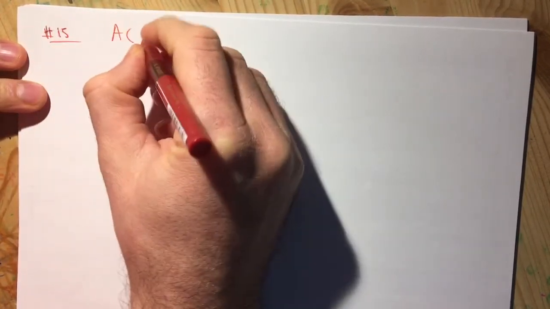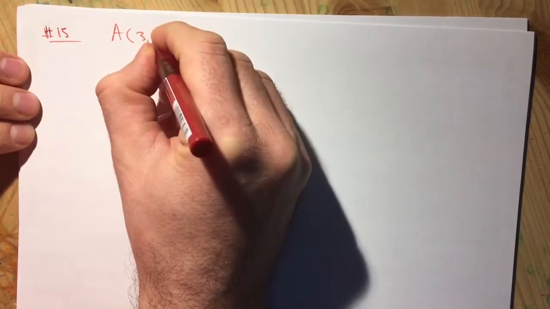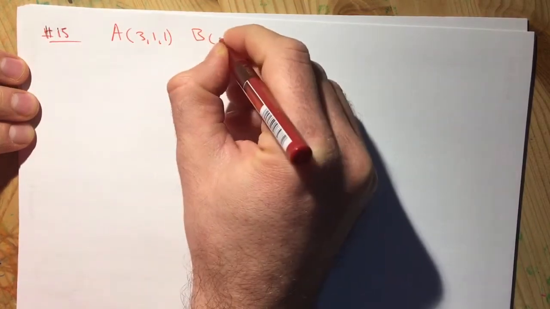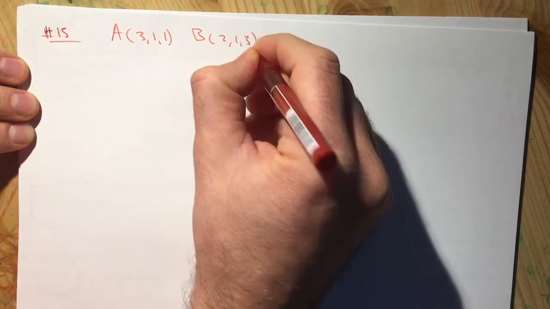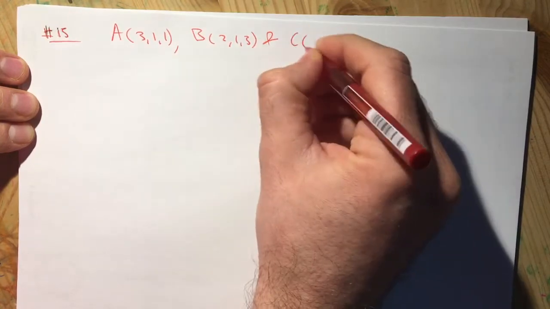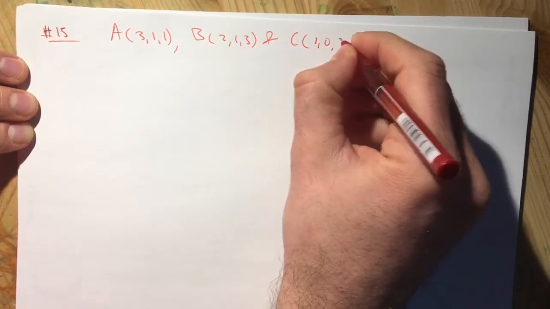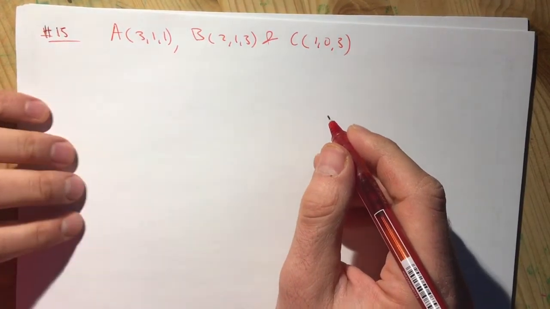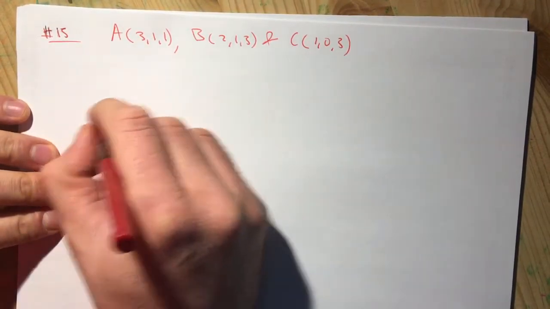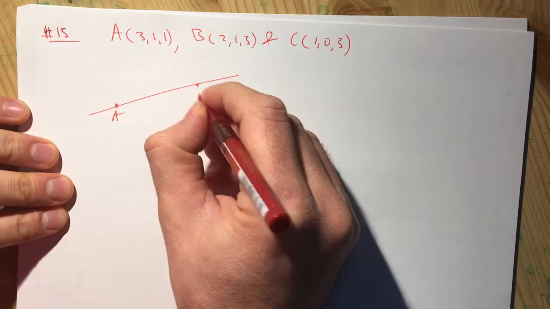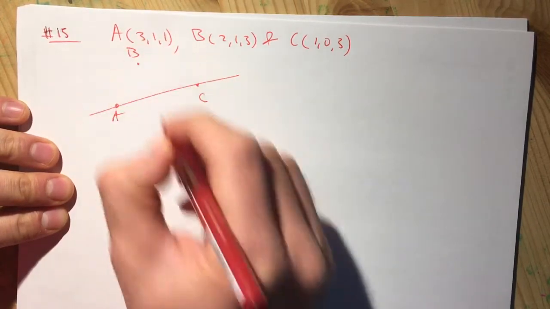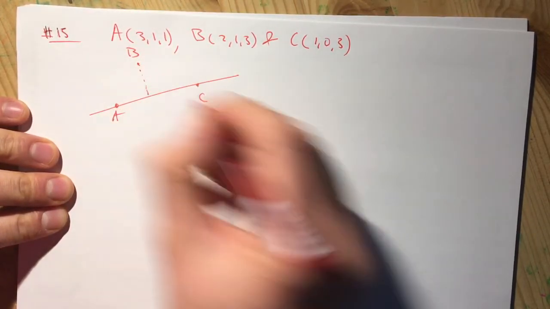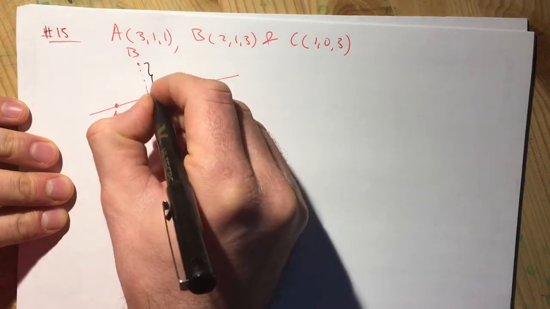Problem 15. We're given 3 points A, B, and C, and we want to find the distance from the point B to the line going through the points A and C. So there is a line, here is A and here is C, and here is the point B. We want to find how much is this distance.